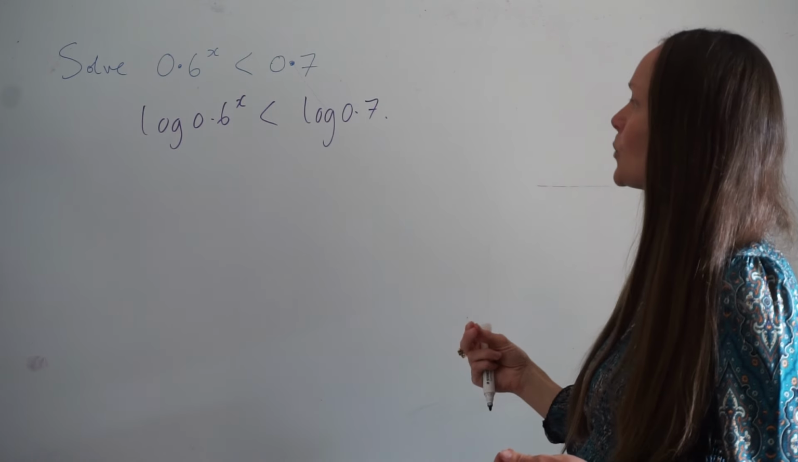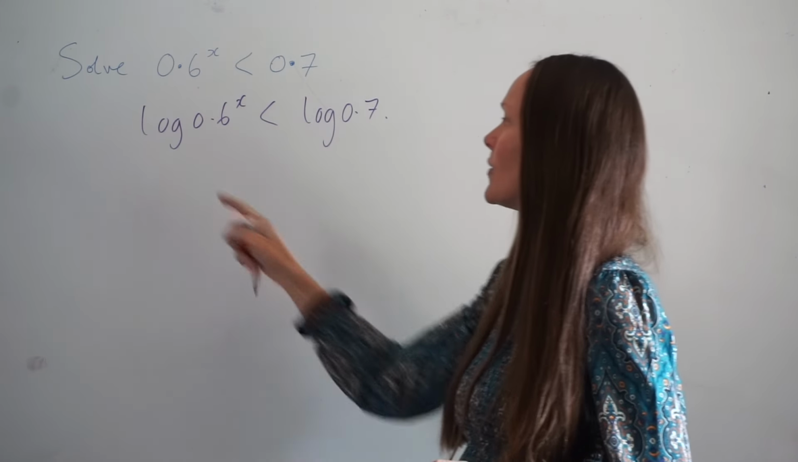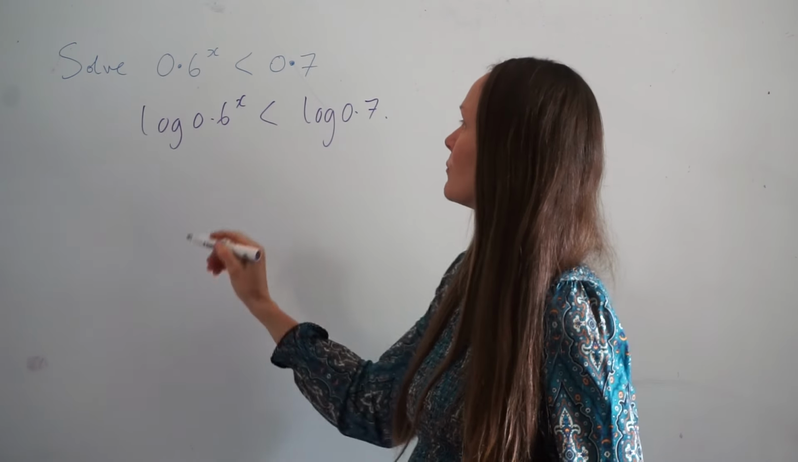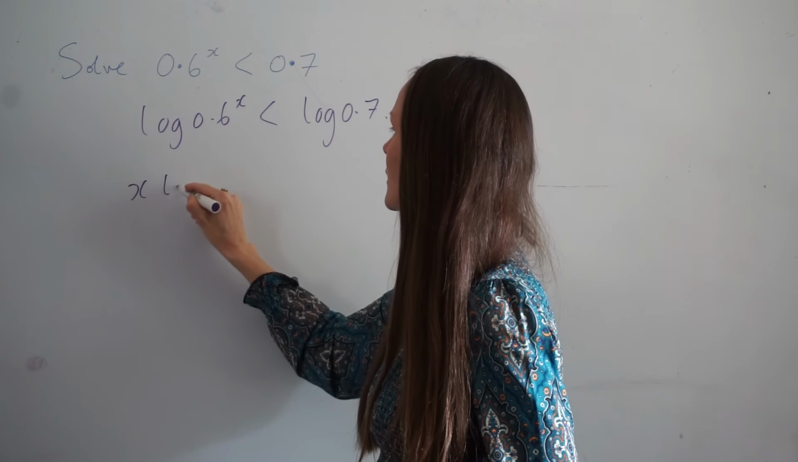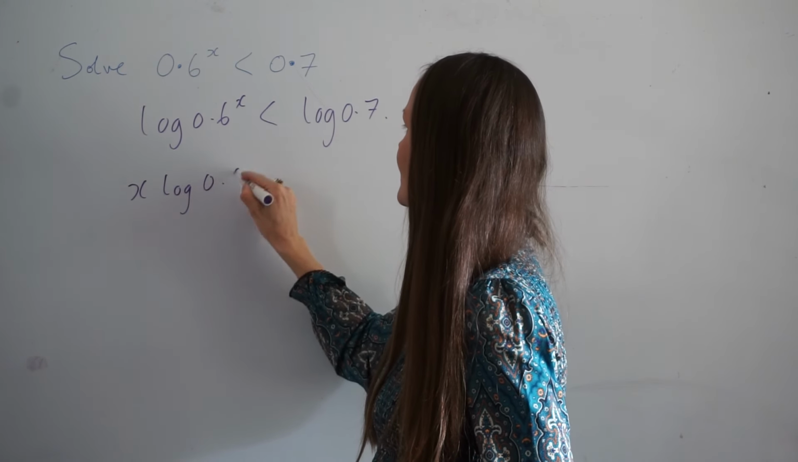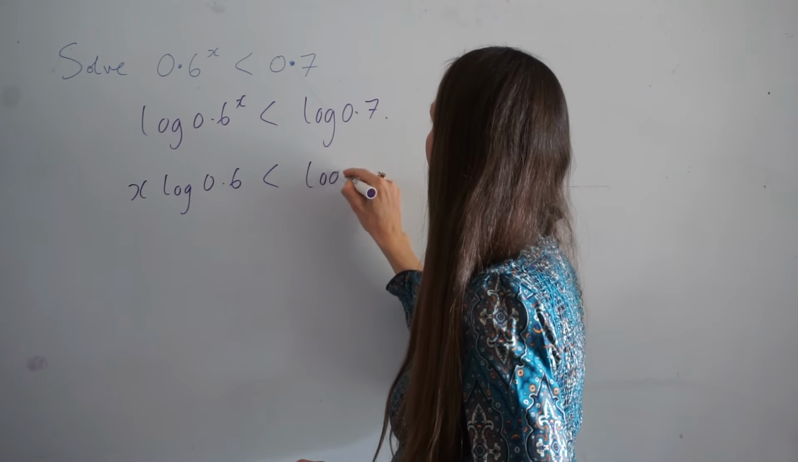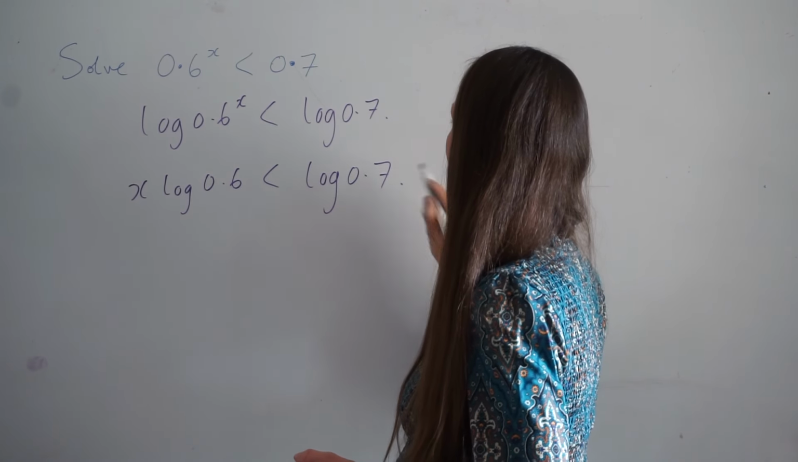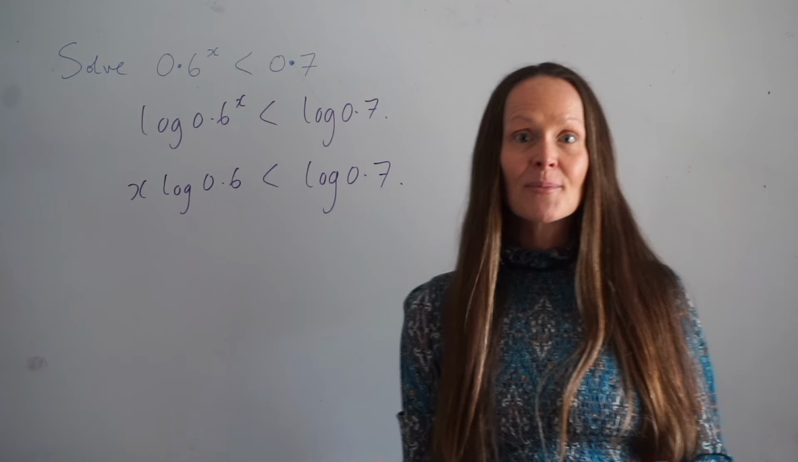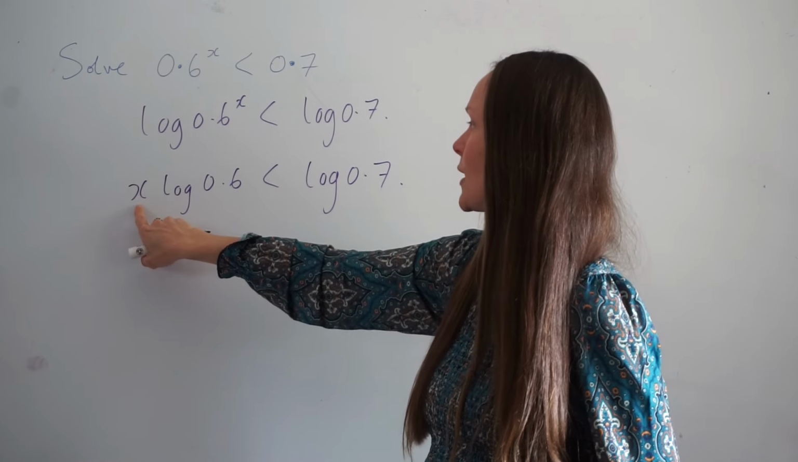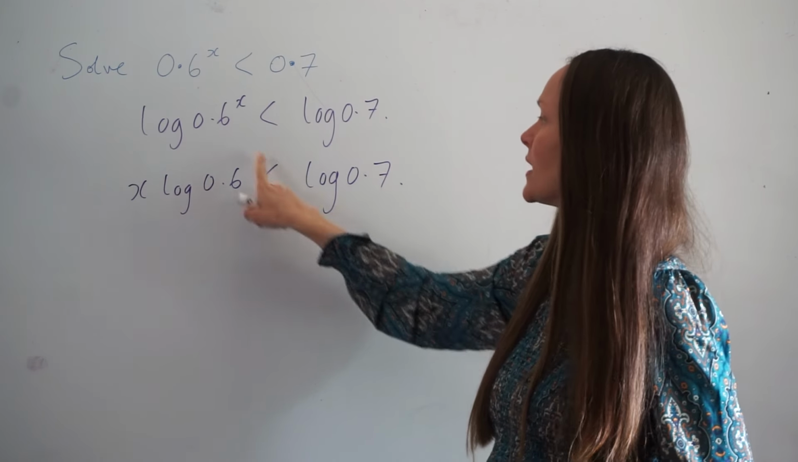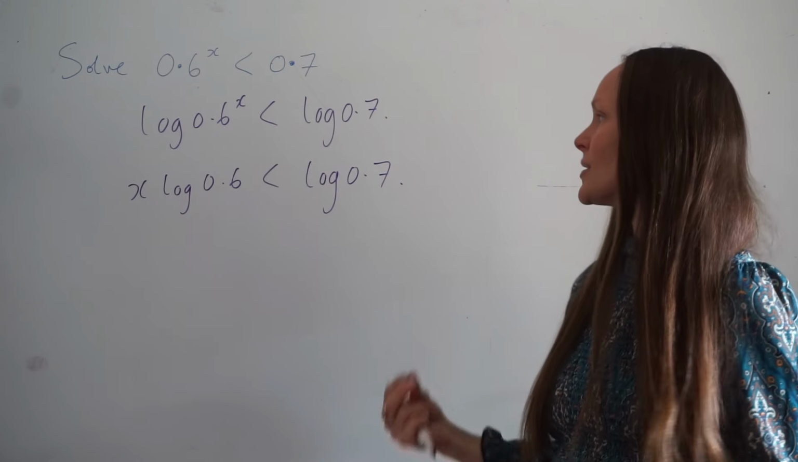Okay, so next we can apply the power rule on the left-hand side. So we can rewrite this as x log 0.6 is less than log 0.7. Okay, so there's one last step to isolate and find the value of x. We have to divide both sides by log 0.6.